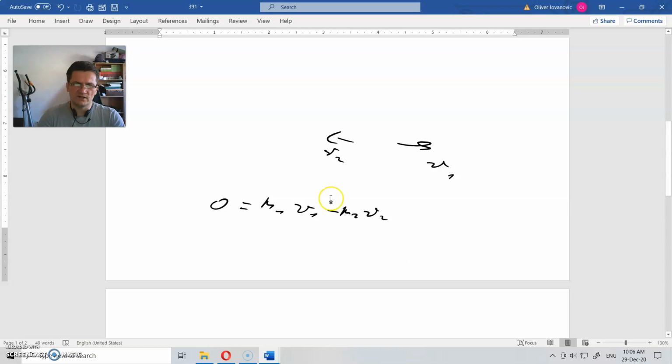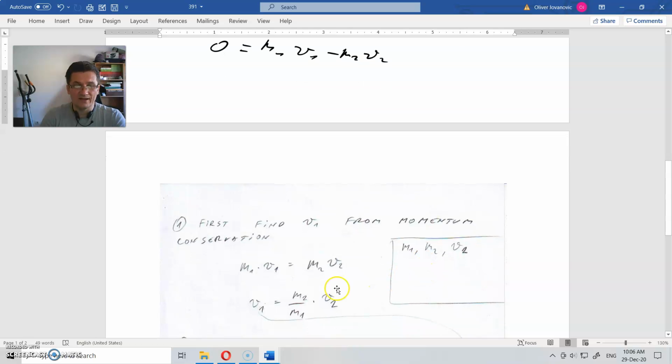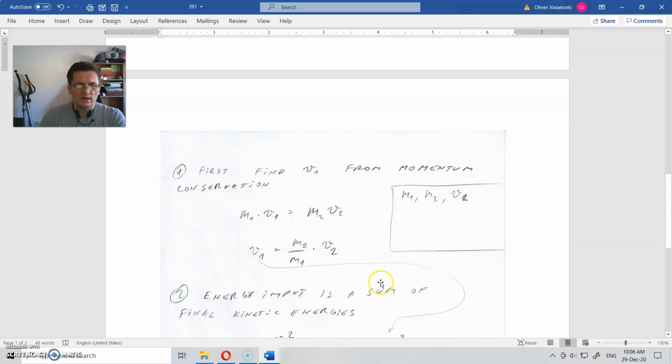So from this equation here, we arrive at this one here. That means the momentum of the one is equal to the momentum of the other. And we have all these known quantities, and there is v1 that is unknown. And from here, v1 is simply this one. That is for the momentum.